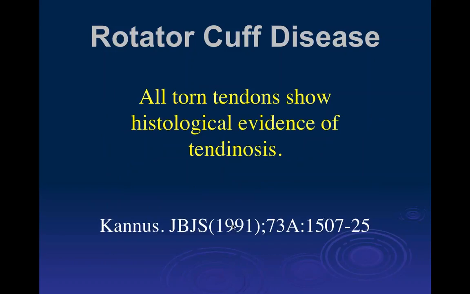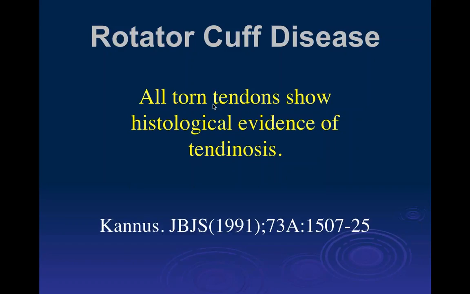And actually, histologically, if you look at a series of torn tendons, these people found that all torn tendons have evidence of tendinosis in the adjacent tendon. So it's very difficult to tear a normal tendon. And that's why young kids almost never have tendon injuries. They tend to avulse the tendon off the bone or have bone fractures because the weak link is not in the normal tendon. The weak link in kids is in the bone.